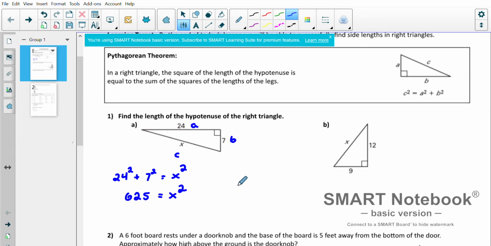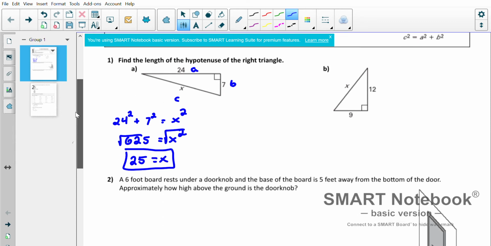Now we're just using algebra to solve. I take the square root of both sides. The square root of 625 is 25. So 25 is equal to our unknown side, x. Okay, using the same logic, why don't you guys go ahead, pause the video, try example B, and then hit resume to check and make sure you're on the right track.